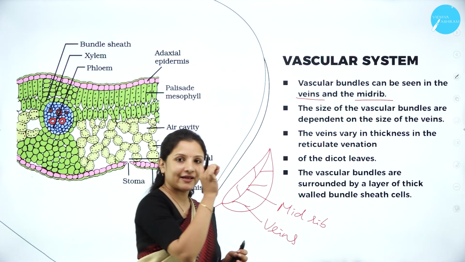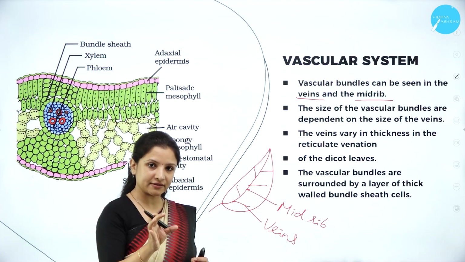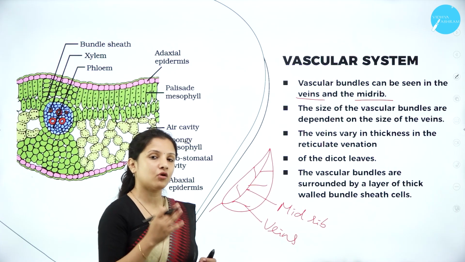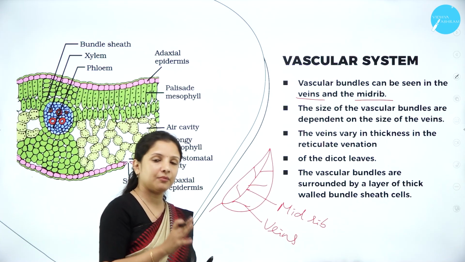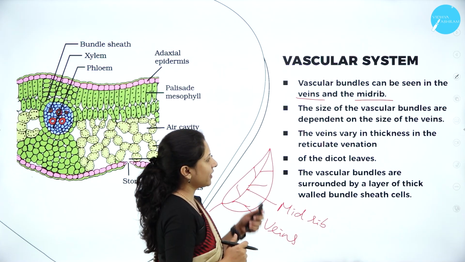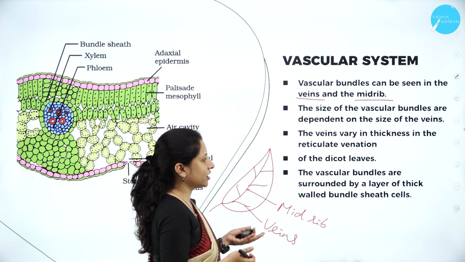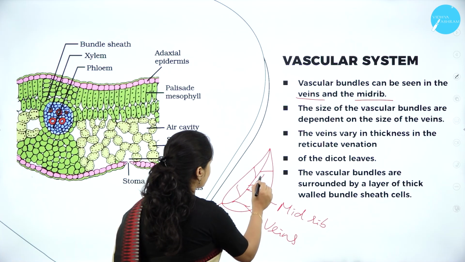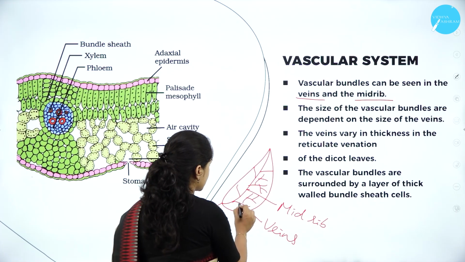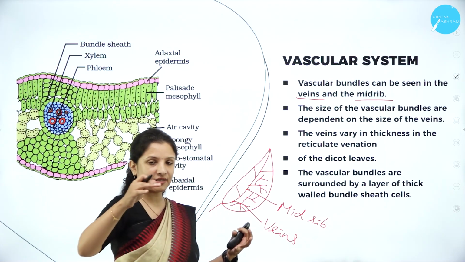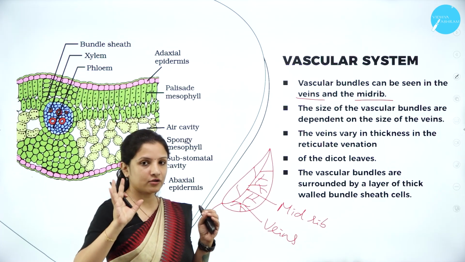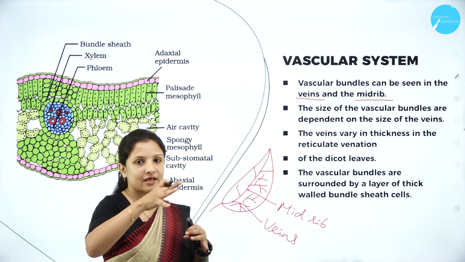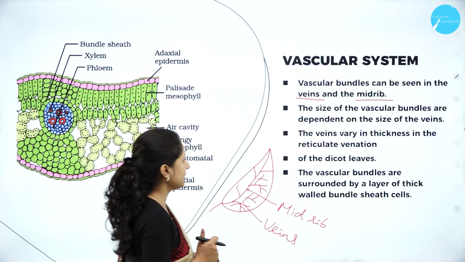So some veins are very, very thin, thread-like. They'll have smaller vascular bundles. Those veins which are thicker and bigger in size will have larger vascular bundles. So the size of the vascular bundle always depends on the size of the veins. And the veins usually vary in thickness in the case of reticulate venation. So what is reticulate venation? It will have a midrib, and these veins will give rise to a lot of branching like this. As the number of branches increases, the thickness of the vein also decreases. Therefore, those leaves having reticulate venation will have different sizes of vascular bundles distributed in them.